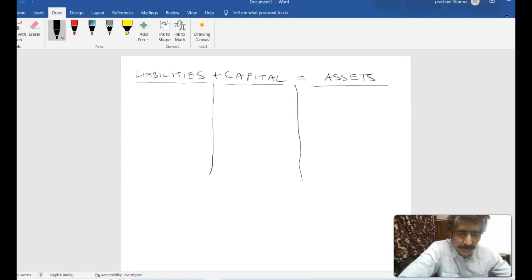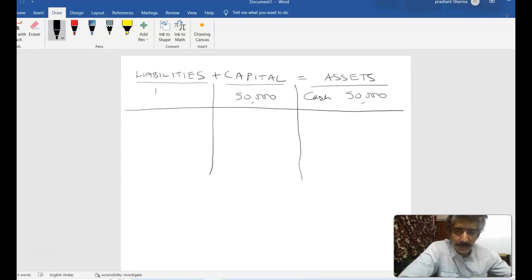So the first transaction was Manu started business with cash rupees 50,000. This we have done in the previous video. So in the business, what's coming in? A new asset, cash. How much? Everything is in rupees basically, so I'm not writing the symbol for rupee again and again. 50,000. And the money with which you start business is called capital. So under capital also you're going to show 50,000. Okay, this was the first transaction. Here we'll put the serial number.